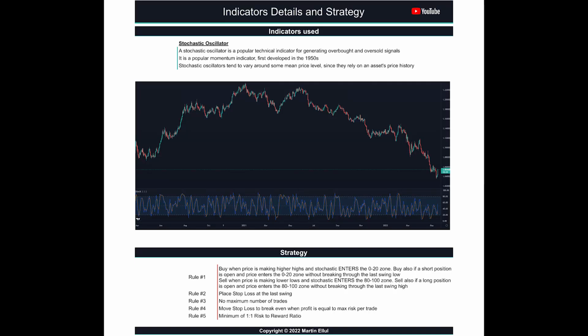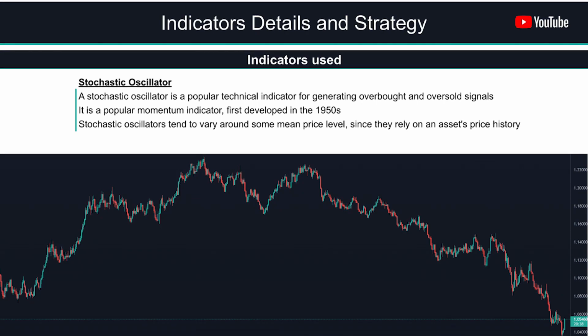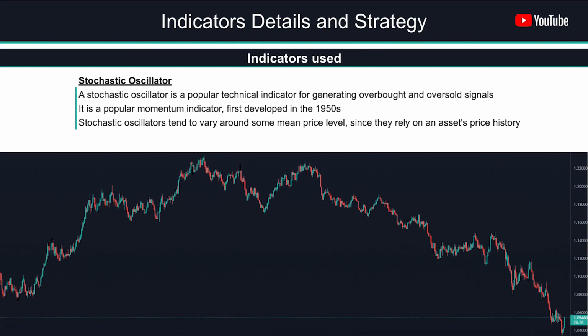Hey guys, so today I have this day trading strategy which I'm going to backtest for you over 100 trades. I will first tell you about the indicator that we're going to be using, show you a few examples, and then perform the 100 trade backtest. This strategy involves one trading indicator, and it's the stochastic oscillator with the use of price action.